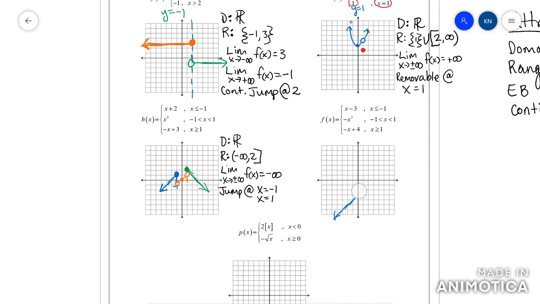So erase all this to the right. You don't need all that. And at -1, it's going to be a closed circle there. Like that. That's the first section of line. The middle section is going to have open circles on both ends. And it's just a -x². So it's just a quadratic that points down.